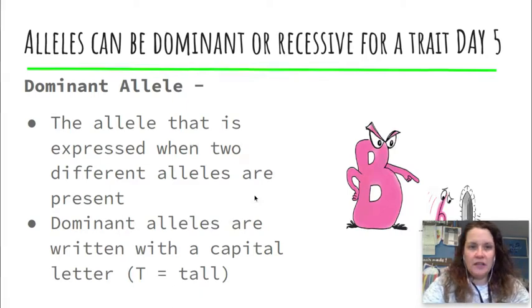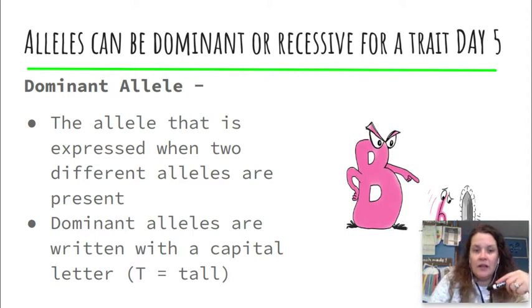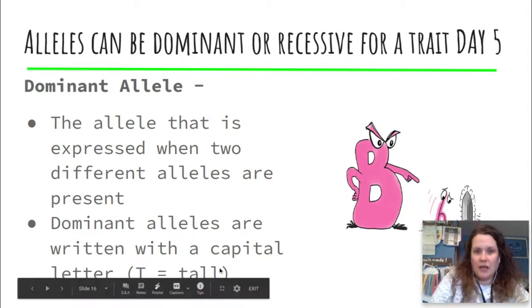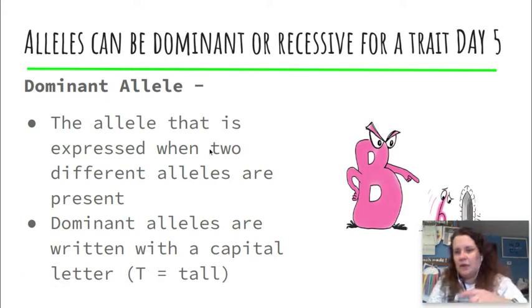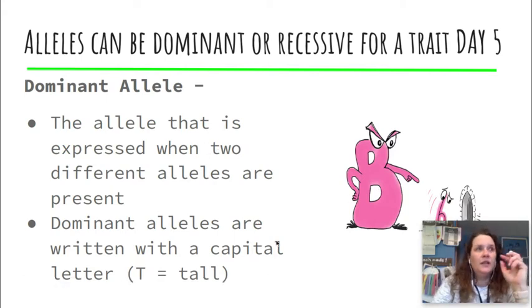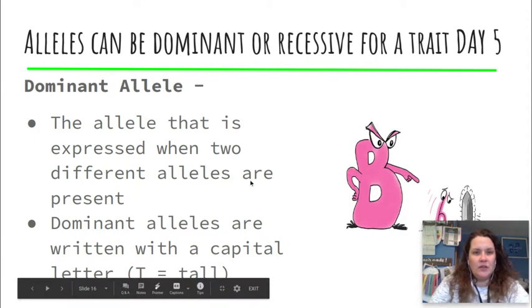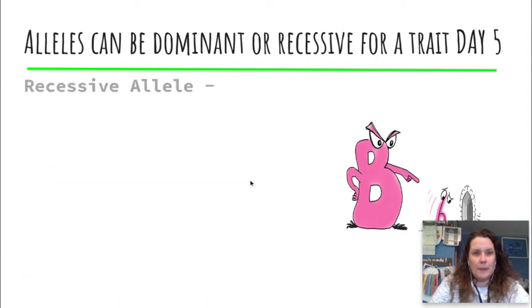A dominant allele is the one that is expressed when there are two different alleles. And when we write the letters, we will use a capital letter to represent the dominant allele. And you can see right here, it would be like a capital T, or whatever letter, a capital B, a capital A, a capital H, whatever you want it to be. So the dominant is capital letter.